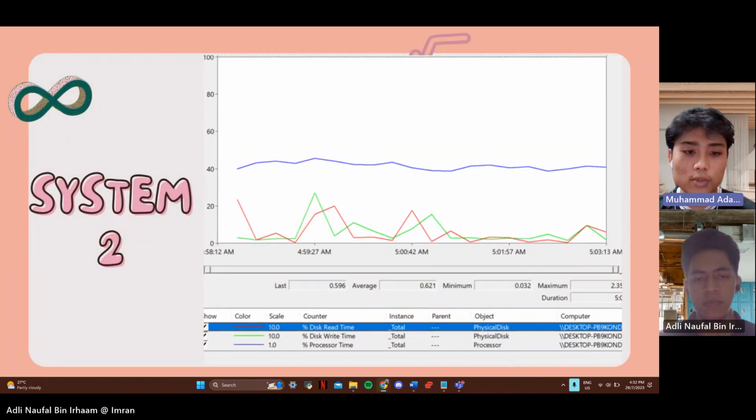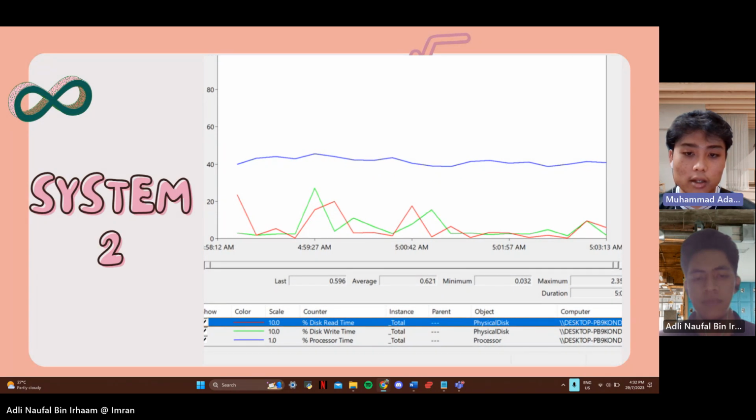So next for system 2, as we can see here, the processor time is quite high, which is the blue line, and it remains high steadily from the start of the performance until the end of the performance. However, the disk read time is quite low. That is from both system 1 and system 2. If you can proceed to the next slide.